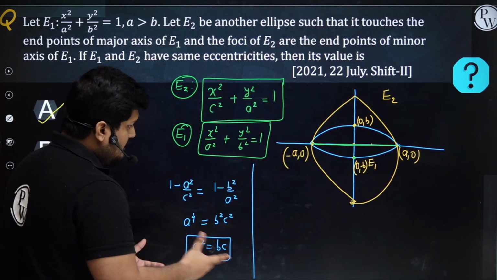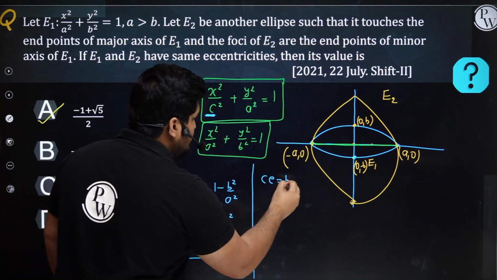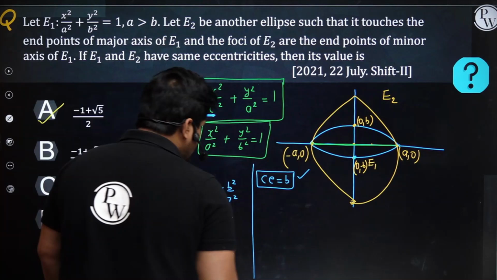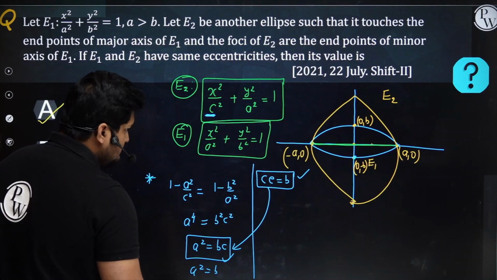What next? Now let's use the information about the focus, which is 0 comma b for E2. So can we say that c into e is equal to b also? With the help of these two pieces of information, I think we can find the eccentricity. Now guys, you can see c into e is b, so b is c into e. If you put it back here, b is c into e, right?